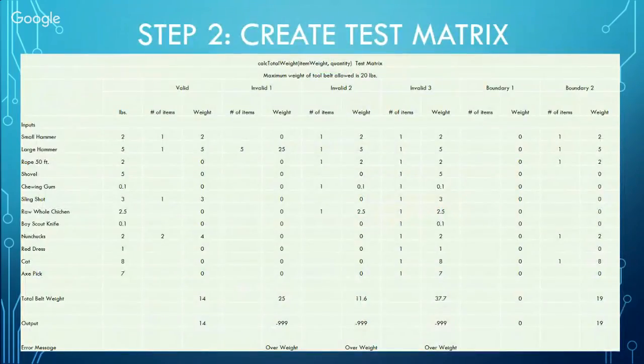And step 2, we have created the test matrix. As you see on the left side of the screen, we have the items that go from hammer to slingshot and so forth, and their weight and the number of items. As you go through, the test will be valid if it's less than 20 pounds, but it will be invalid if it's more than 25 pounds. And so the boundary is between 0 and 20.